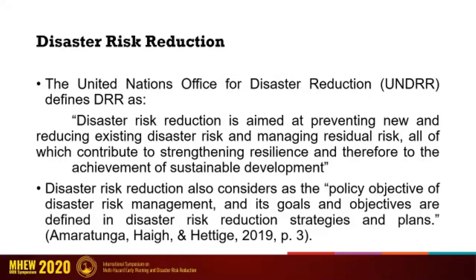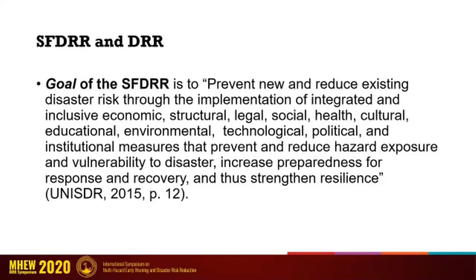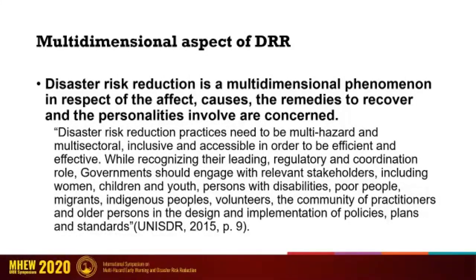We'll move to the next slide, which discusses disaster risk reduction. According to the United Nations Office for Disaster Risk Reduction, disaster risk reduction is aimed at preventing new and reducing existing disaster risk and managing residual risk, all of which contribute to strengthening resilience and therefore the achievement of sustainable development. The relationship between disaster risk reduction and the Sendai framework discusses goals and aims about disaster risk reduction, and the multidimensional aspect of disaster risk reduction. Disaster risk reduction is a multidimensional phenomenon in respect of the effects, causes, remedies to recover, and the responsibilities involved.